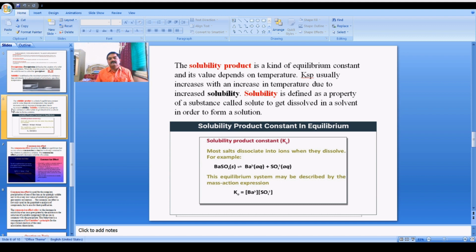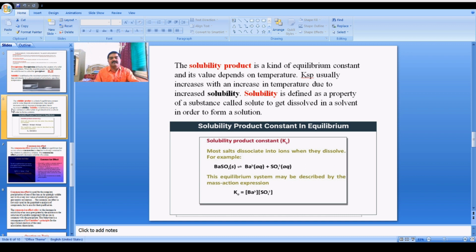Solubility can be defined as the property of the substance called solute to get dissolved in the solvent in order to form the solution. So it can be expressed in the form of an equation: the solubility product constant in equilibrium. Here the solubility product constant is designated as KSP. We know most salts dissociate into ions when they dissolve. Here we are taking the example of barium sulfate, a crystalline compound.